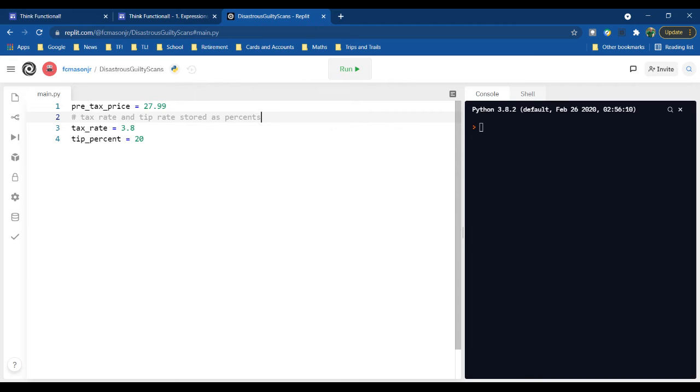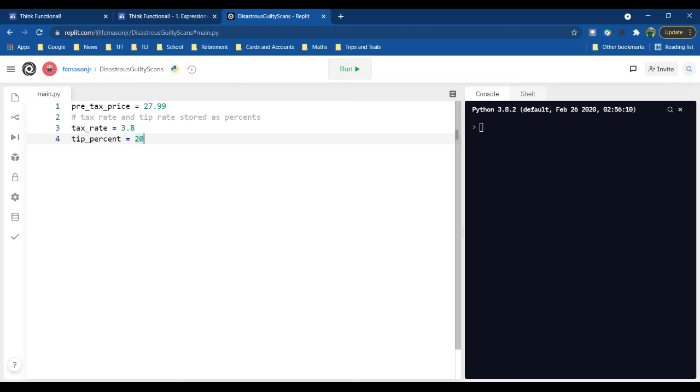stored as percents. Now, we didn't have to store them as percents. For instance, the tip rate could have been stored as 0.2. That's equivalent to 20%, but we'll say that they're stored in percents. And do you understand then what that comment did? It doesn't tell Python anything, because Python simply ignores line number 2, or will when we execute the program. That's what hashtag does for Python. It says, hey, ignore and go to the next line. This is for the human reader.